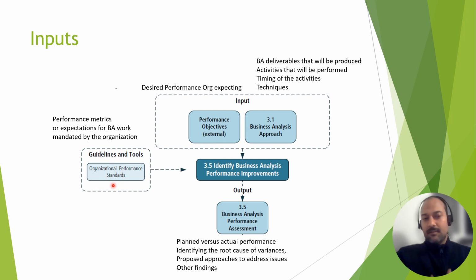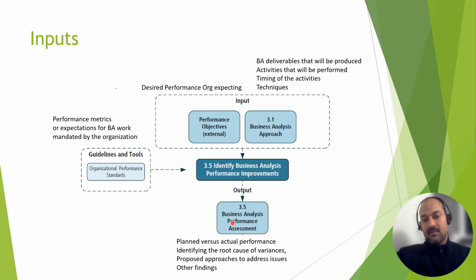Then the organizational performance standards. These are performance metrics or expectations for BA work mandated by the organization. Every organization or enterprise has a predefined set of standards or performance metrics for the different roles and profiles. These are laid down by the organization itself. Then we perform this activity based on all those inputs, and we get the business analysis performance assessment.